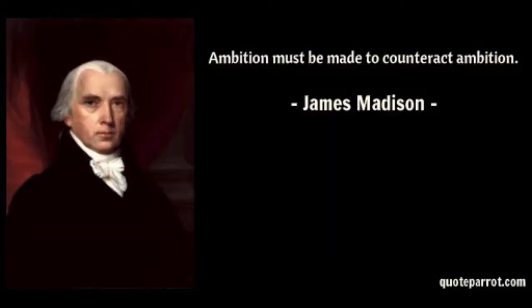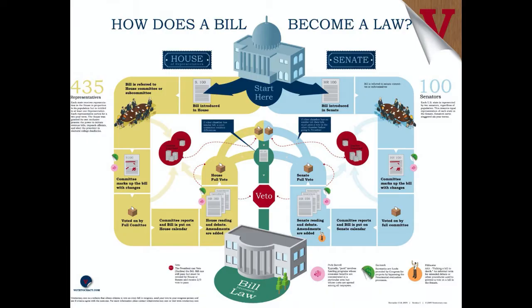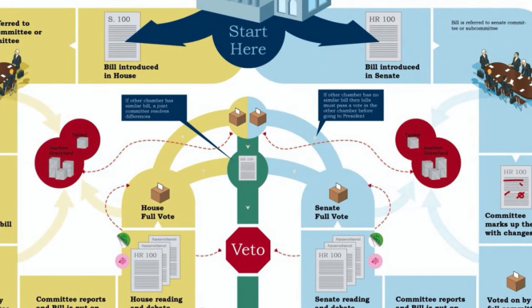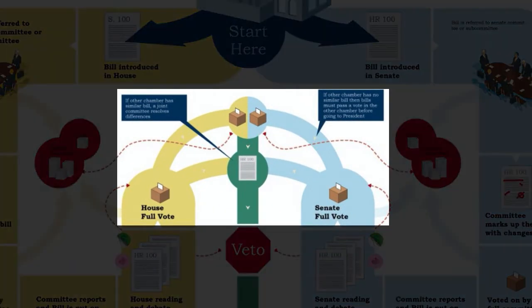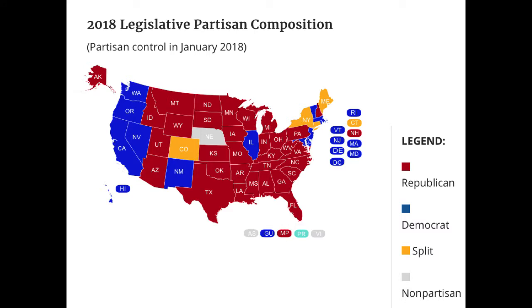And that's just like what Madison said in Federalist 51: ambition must be made to counteract ambition. So when we start talking about how Congress passes legislation, which requires a majority of votes in both chambers to become law, the ambition of one chamber of the legislature can be checked by the ambition of the other chamber. But that's not what we see in this map at all.